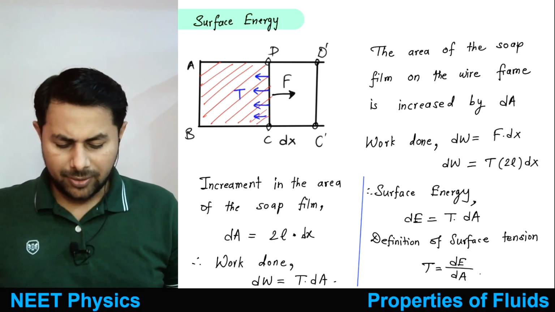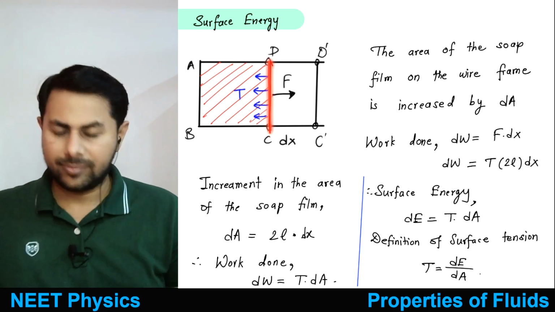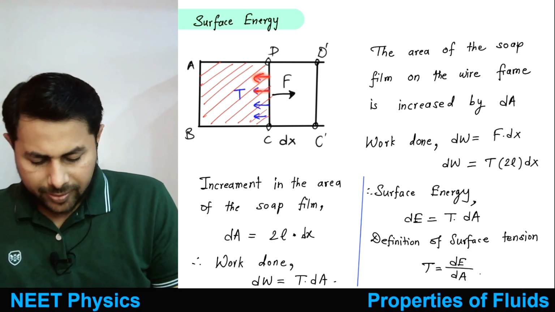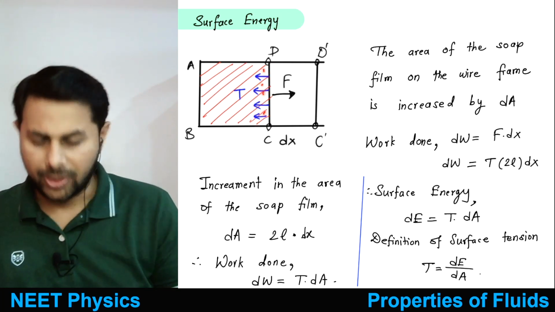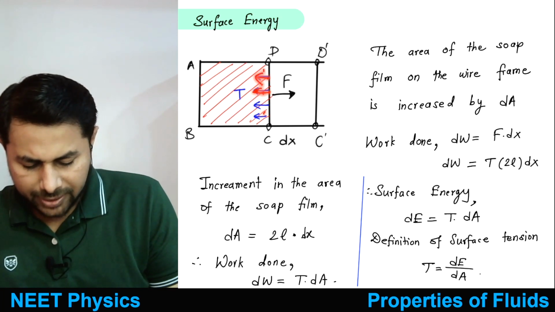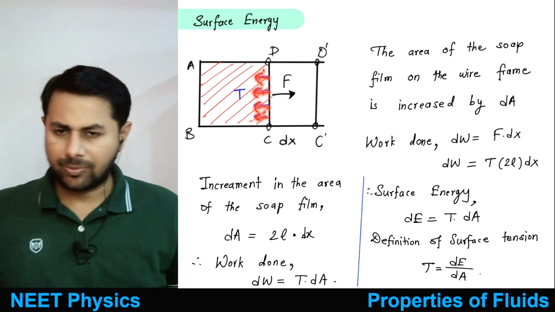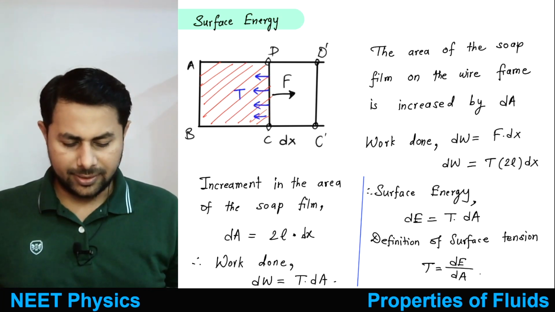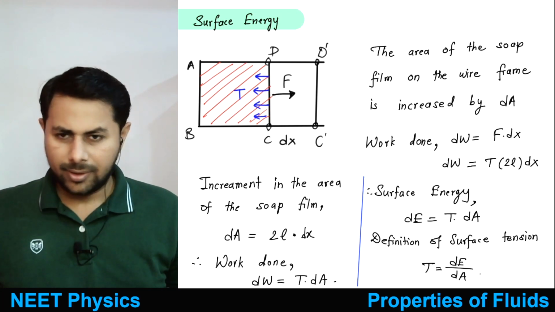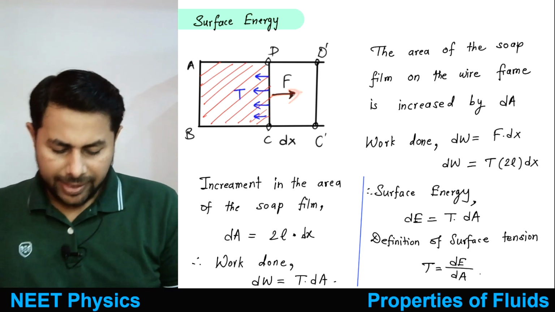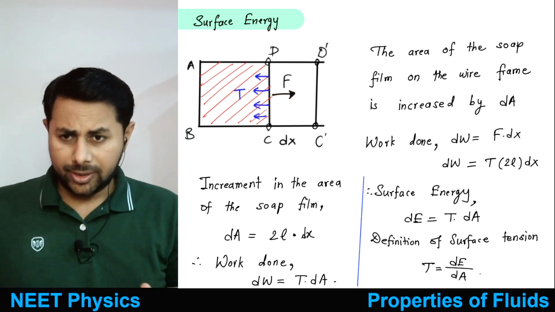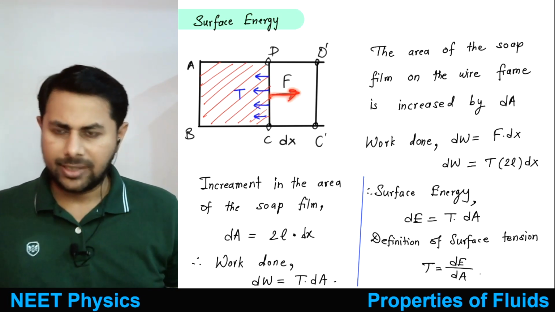Now if you think of this wire, there is a force due to surface tension acting on this wire due to the soap molecules, and that force is in this direction, right? So you will need to apply some external force to counter this force and to increase its surface area.